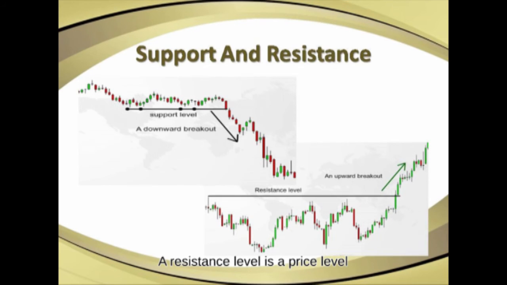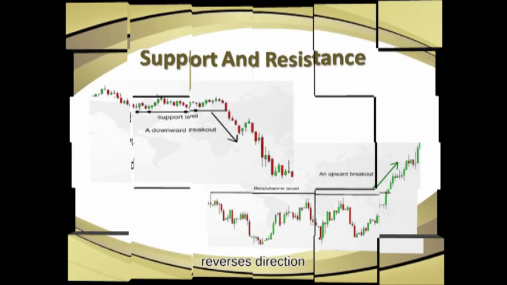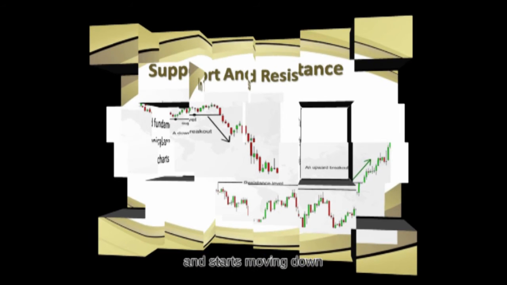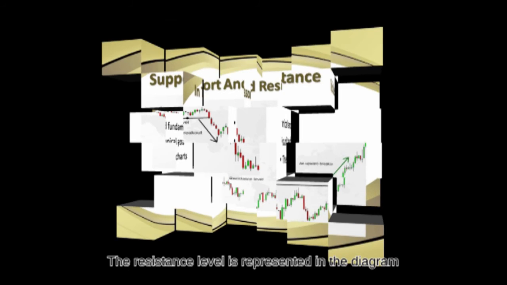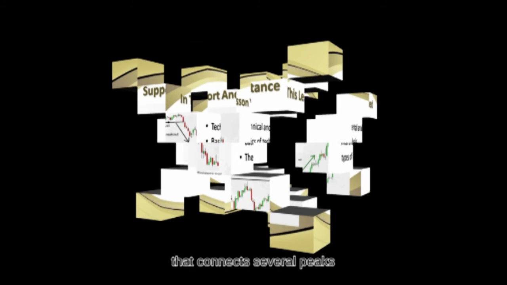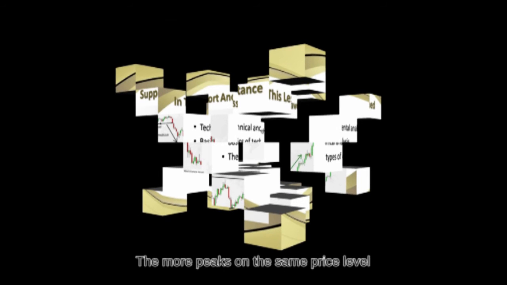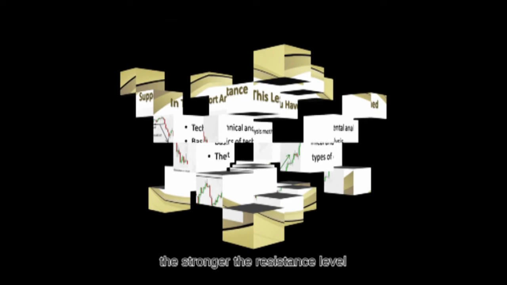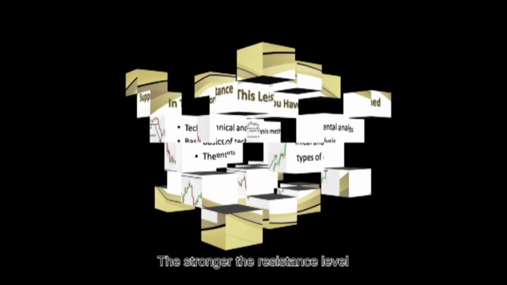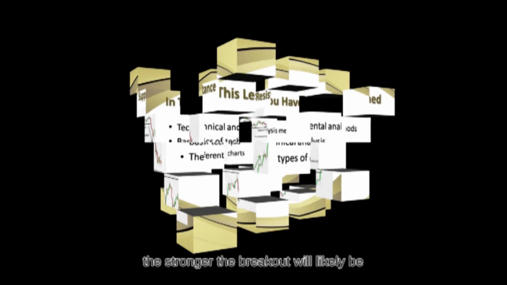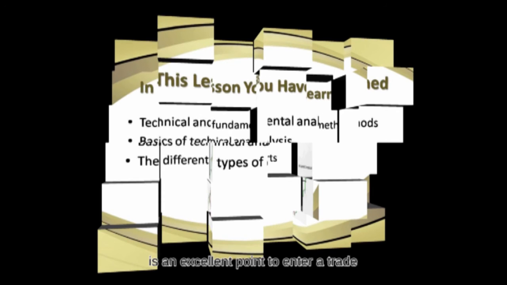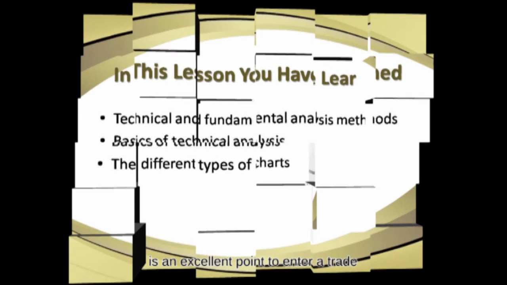A resistance level is a price level where the asset tends to stop moving upwards, reverses direction, and starts moving down. The resistance level is represented in the diagram by a horizontal or near horizontal line that connects several peaks. The more peaks on the same price level, the stronger the resistance level. The stronger the resistance level, the stronger the breakout will likely be when the price eventually breaks through the resistance line. The start of a breakout is an excellent point to enter a trade.